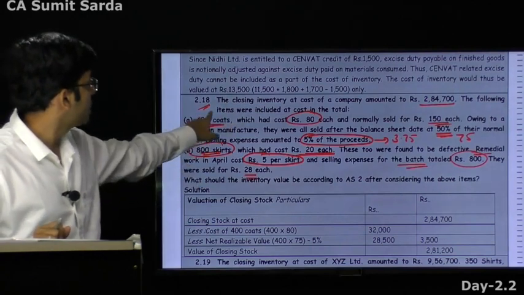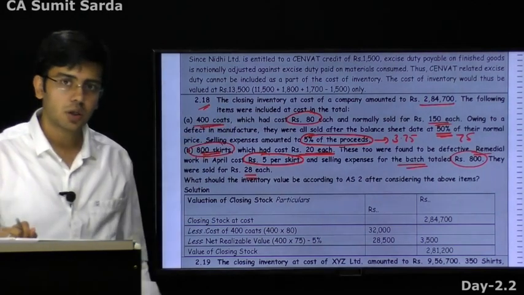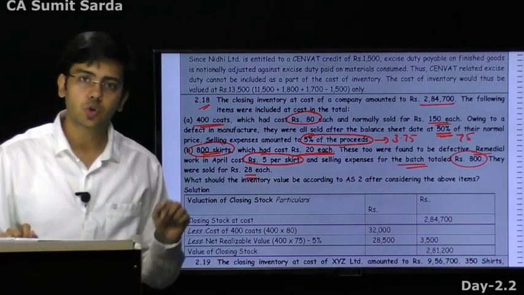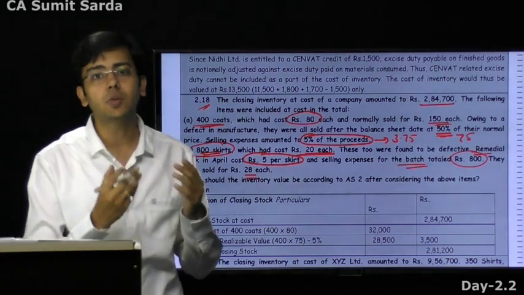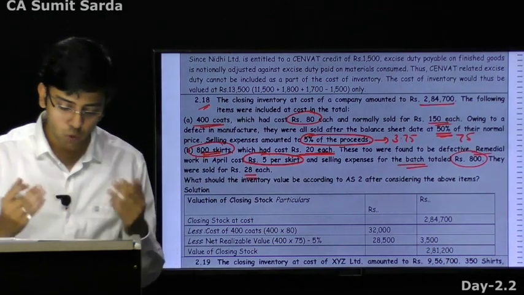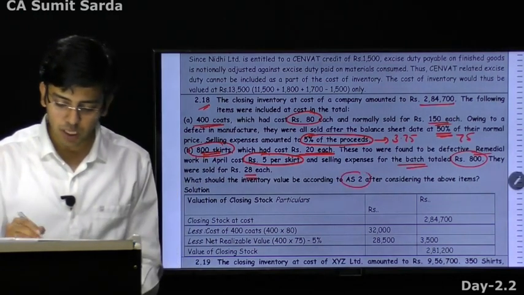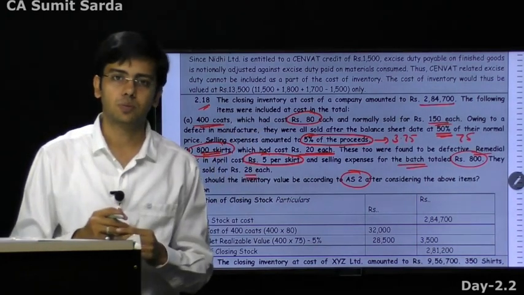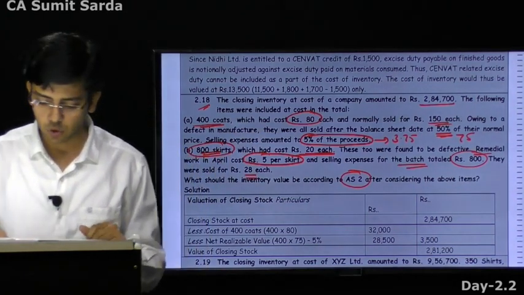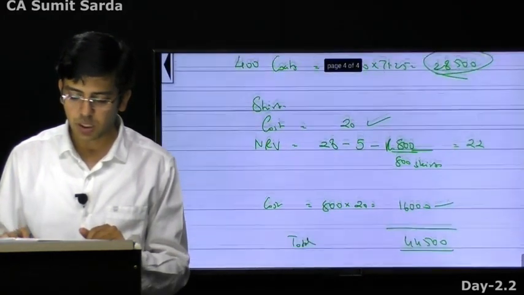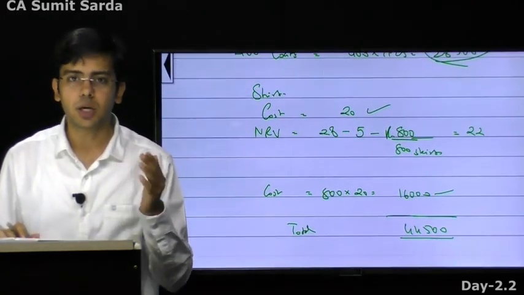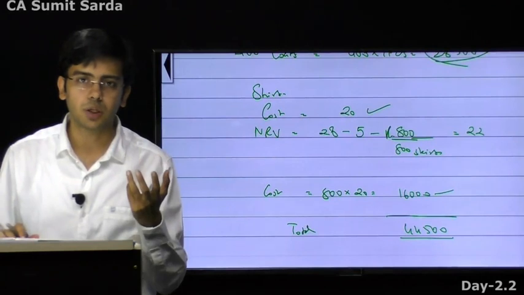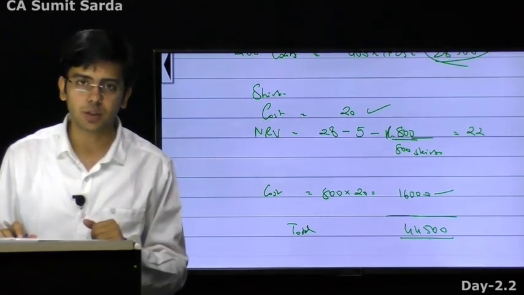These items are included in the cost. So 284,700 also includes other inventory items. And what do I need to present? Value of inventory as per AS 2. So I need to present those other inventory items also. So one of the options is I first determine what are the other inventory items, what is the cost of the other inventory items, and I add this 44,500 to them.